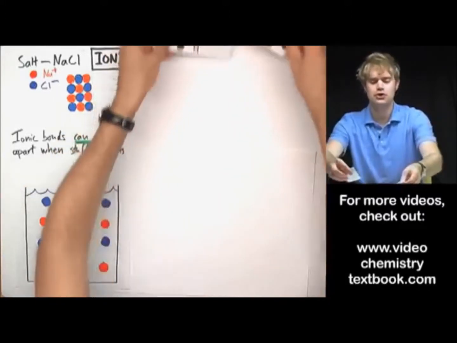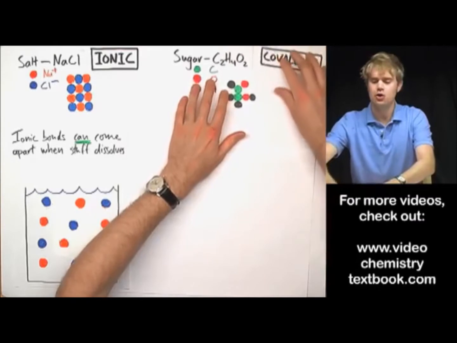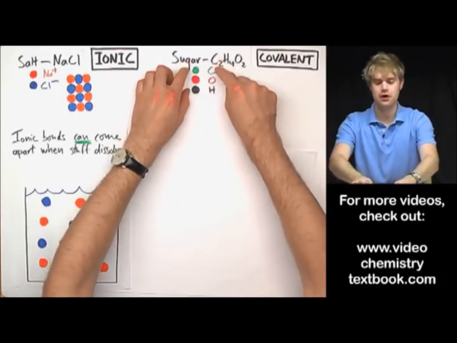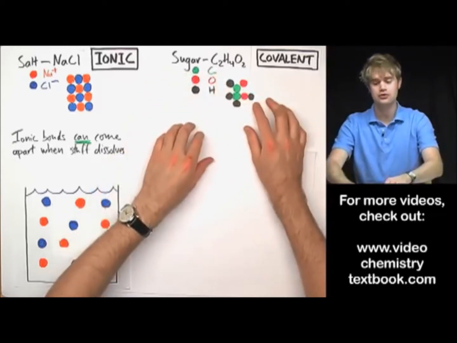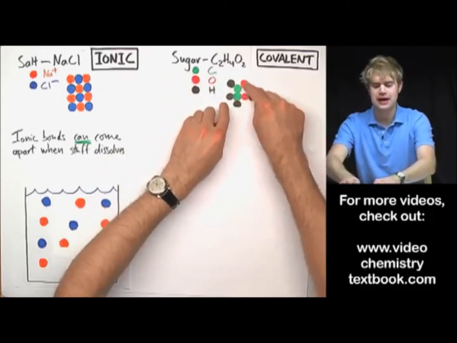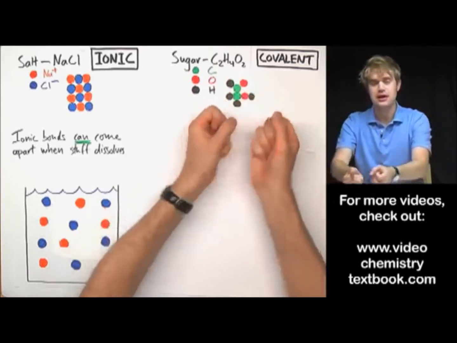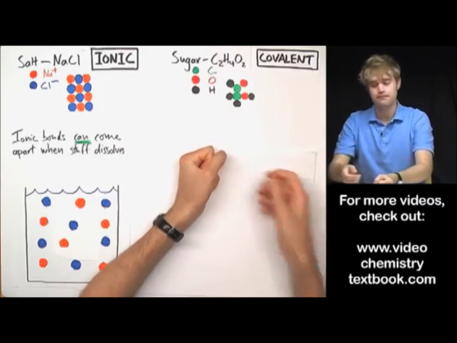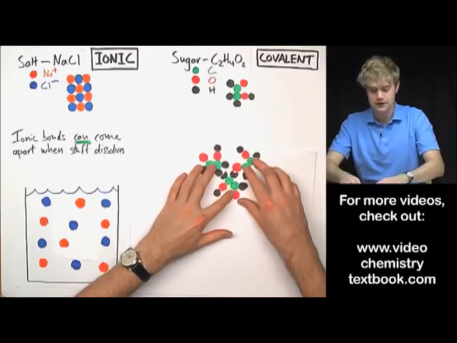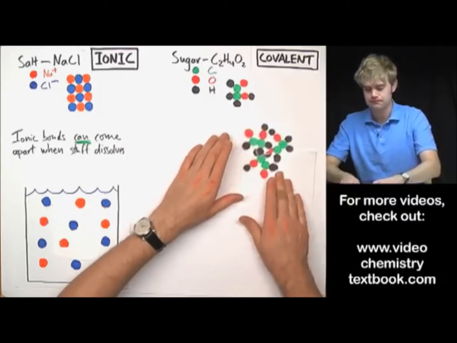But we are talking about sugar here. And sugar is a covalent compound because it's made up of nonmetals: carbon, oxygen, and hydrogen. All of these atoms are connected together in a molecule like this, where each of these atoms is connected by covalent bonds. And if we were to look at a grain of sugar, it would look like this, with a whole bunch of these molecules lumped together.